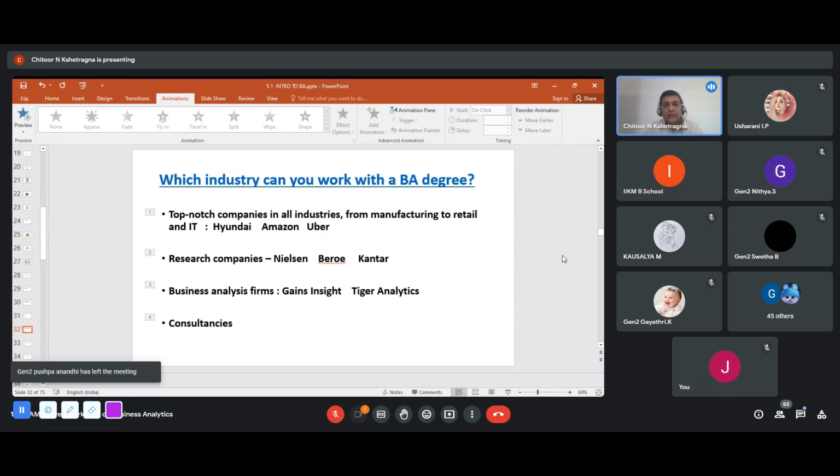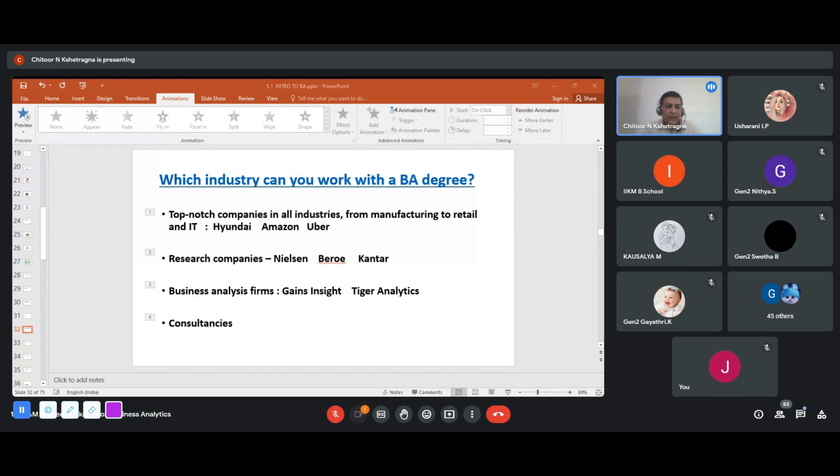So now the question is, which industry can you work in with a BA degree? This is one basic question we need to find an answer to, right? Most of the top-notch companies do this analysis, for example Hyundai, Amazon, Uber. Let's say Hyundai, right? They have a company by the name Kia. They want to find out in which markets Kia is selling. Are the people buying high-end versions? You've got LXI, ZXI, VXI. Which cars are people buying? Are they buying in tier one cities, tier two cities? Same thing with Amazon, Uber.